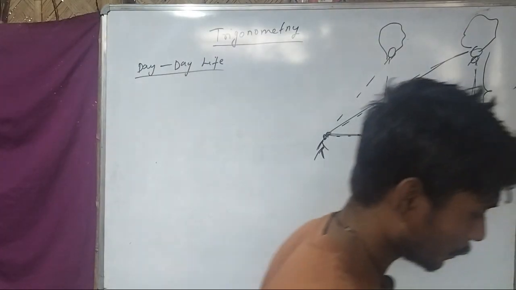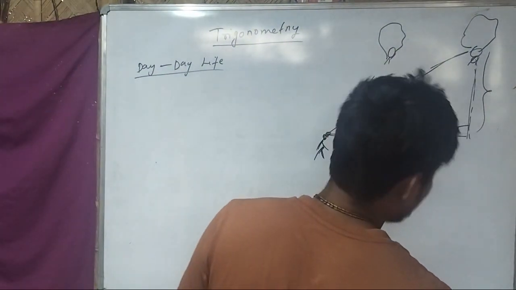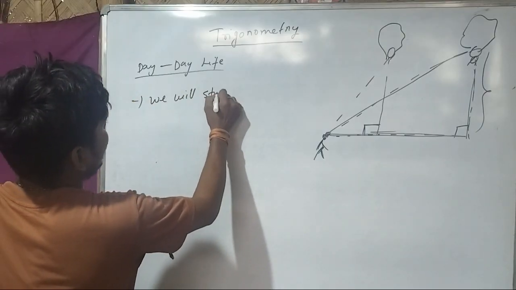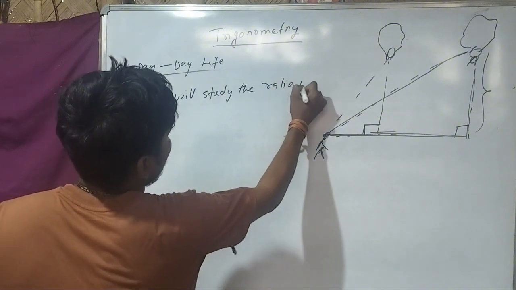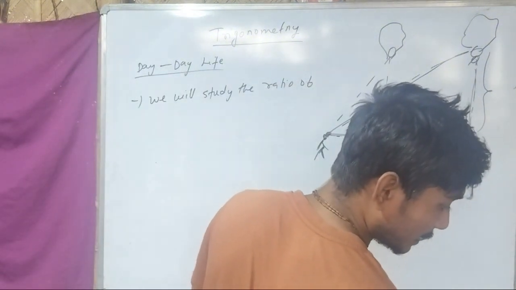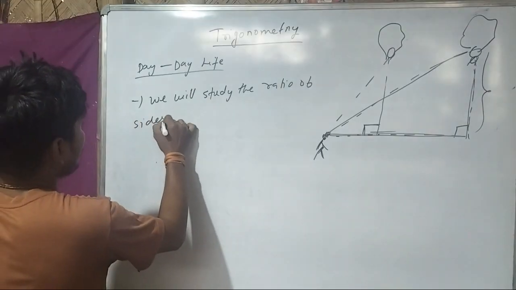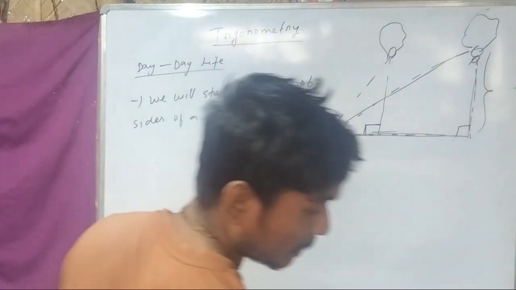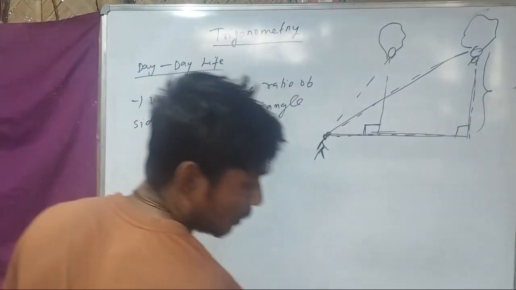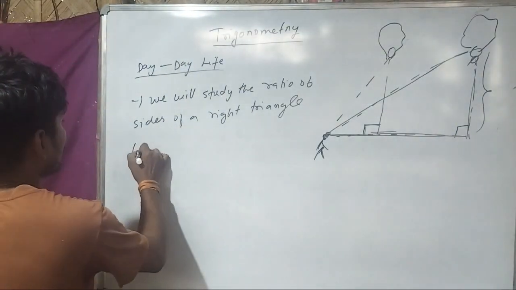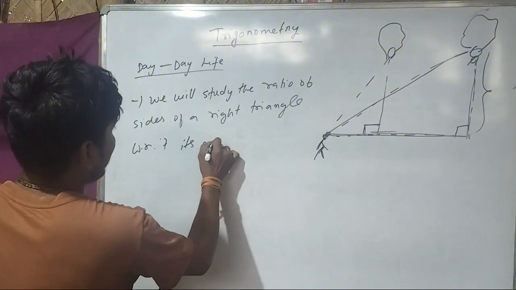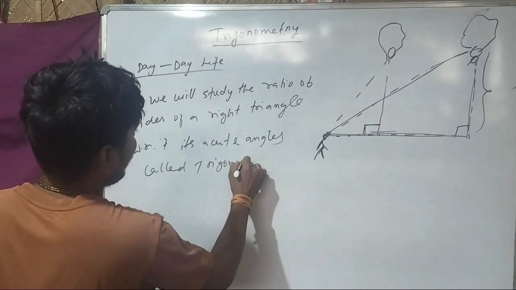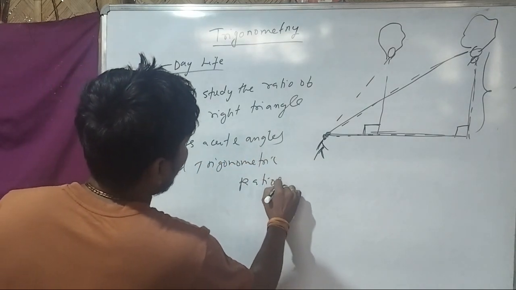So in this chapter, what will we study? We will study the ratio of the sides of a right triangle with respect to its acute angles, called trigonometric ratios.